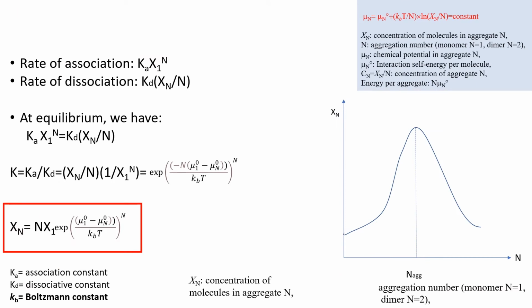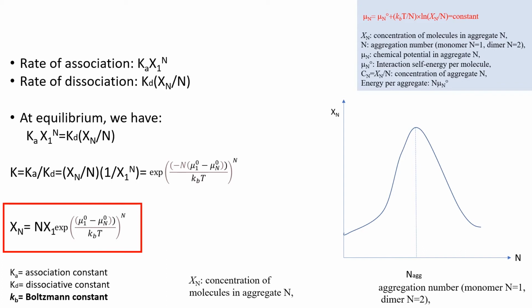The rate defines the association and dissociation pathway. The rate of association equals Ka multiplied by x1 to the power of n. The rate of dissociation equals Kd multiplied by the concentration of molecules in aggregate N divided by the aggregation number. At equilibrium, we have this equation where the rate of association equals the rate of dissociation.